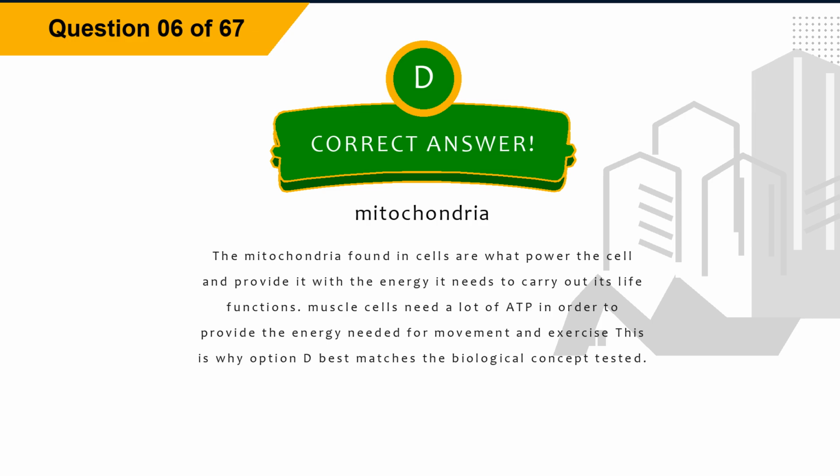Explanation. The mitochondria found in cells are what power the cell and provide it with the energy it needs to carry out its life functions. Muscle cells need a lot of ATP in order to provide the energy needed for movement and exercise. This is why Option D best matches the biological concept tested.